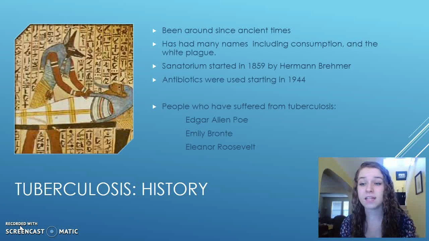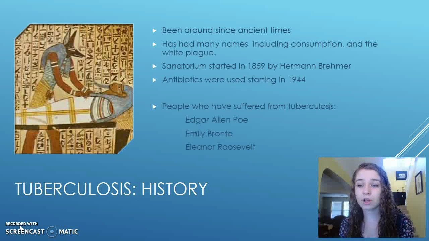Then in 1859, Herman Brummer created the first sanatorium, which is where people with tuberculosis went so that they wouldn't infect other people, and they would also get healthy food and a clean place to live to hopefully lessen the symptoms of tuberculosis. Then in 1944, the antibiotic streptomycin was discovered, which helped to cure tuberculosis.